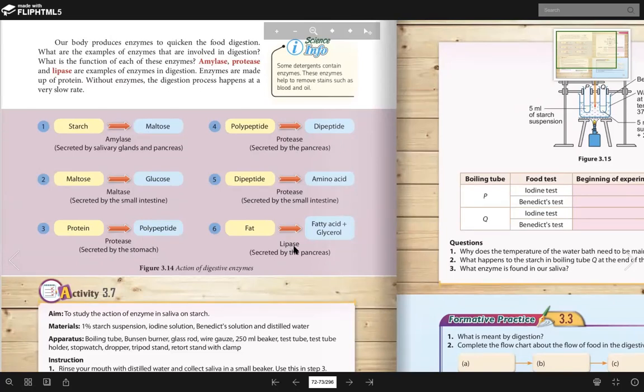And then lipase. Lipase awak tengok fat, ataupun dalam kurungan small droplet, akan tukar kepada fatty acid and glycerol. Ni tukar oleh siapa? Lipase. Dihasilkan oleh pancreas, berlaku dekat duodenum.